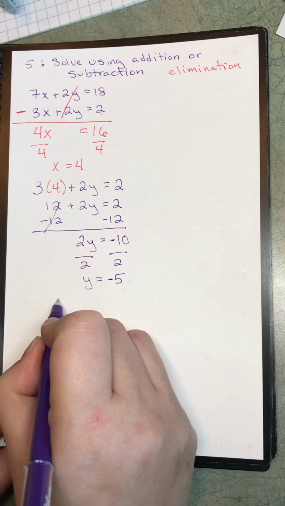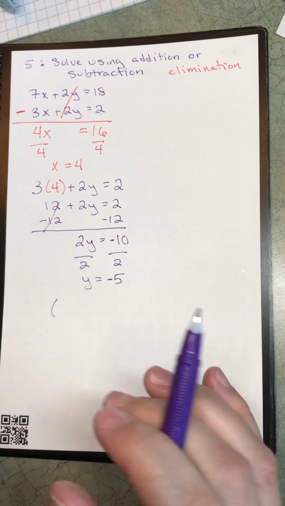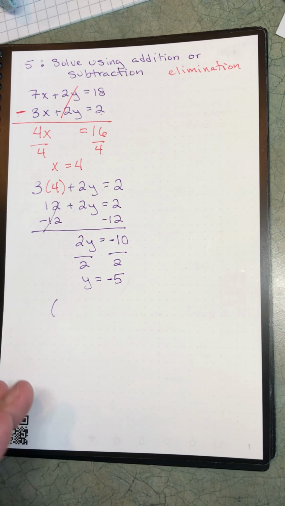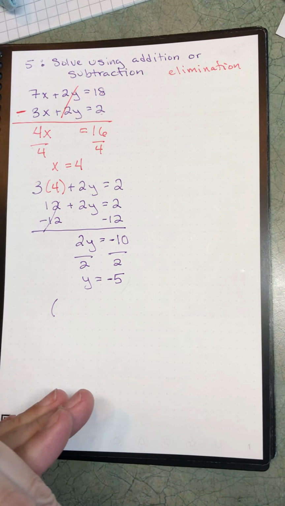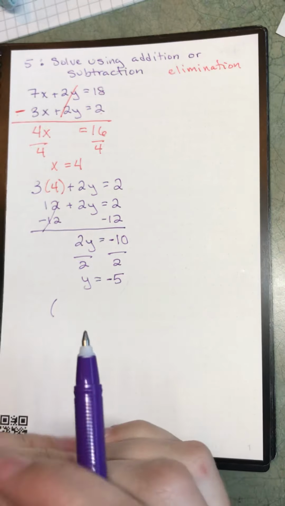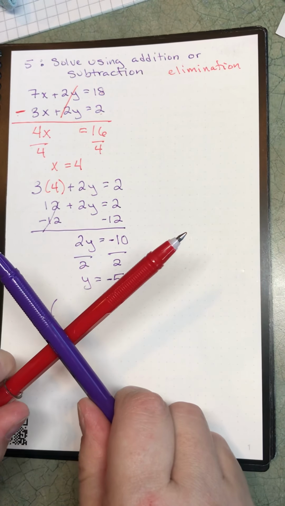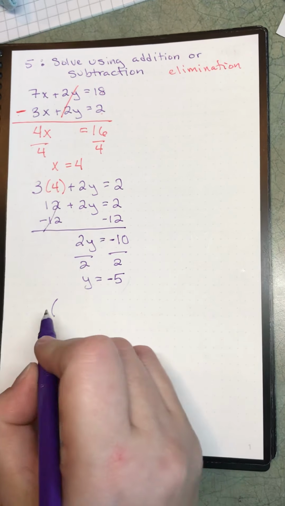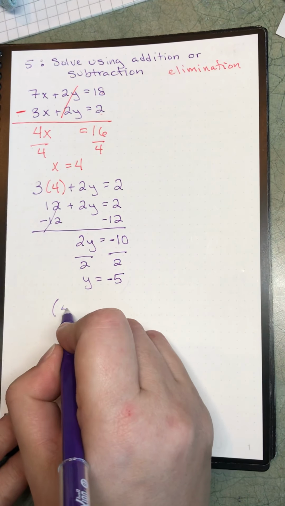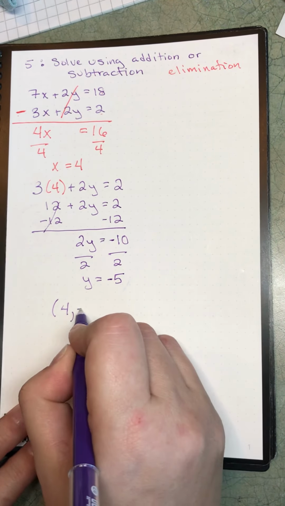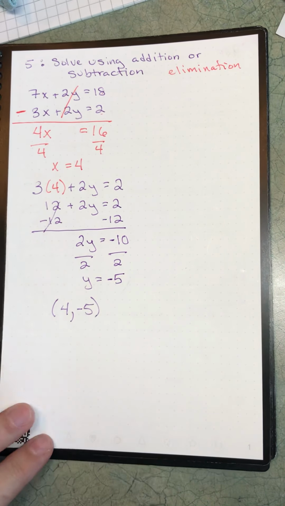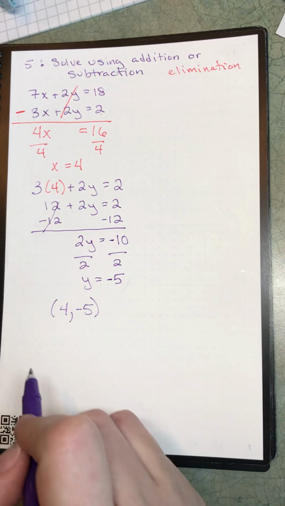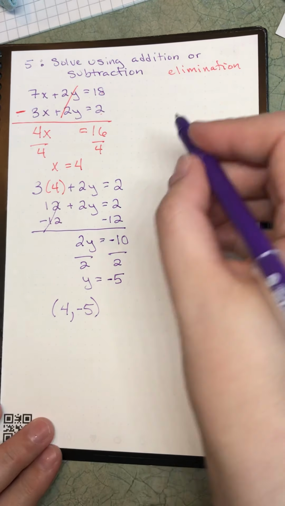So then I always have to remember that this is telling me that point, or that ordered pair, where the two lines cross each other. I can't see where they cross, but we're finding that point where they cross. So I need to write it as an ordered pair. So my x is 4 and my y is negative 5, and I write it in parentheses as a point. It's always a good idea to check your answer.